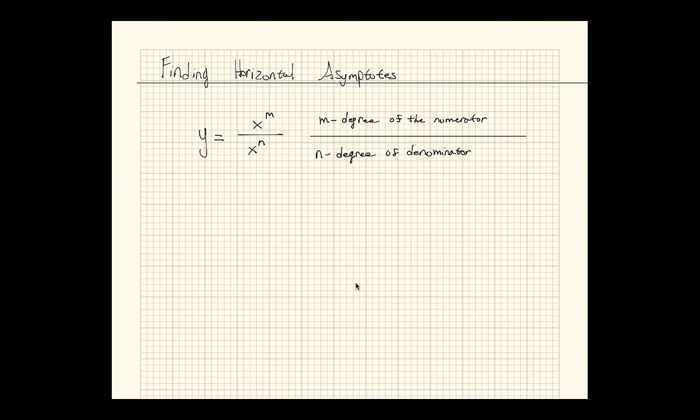Now, in order to find the horizontal asymptote, there's a couple different cases. There's really 4 of them. They depend solely on what m and n are. And if you forget what degree is, let me explain again. Remember, if you have a polynomial like y equals x to the 5th plus 4x to the 3rd minus 2x minus 7, degree refers to the largest exponent. So this example would be a polynomial of degree 5.